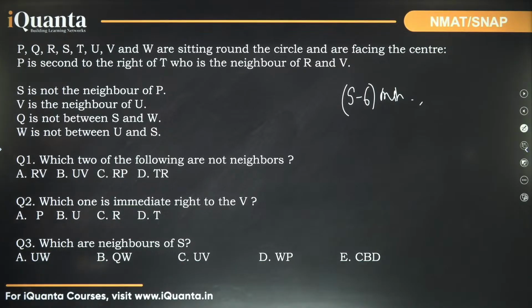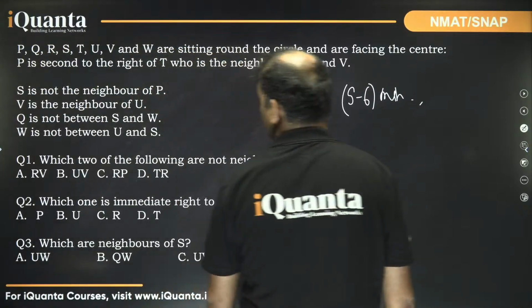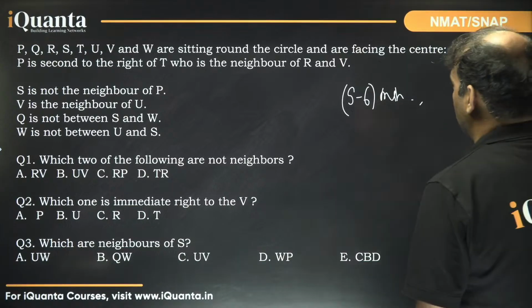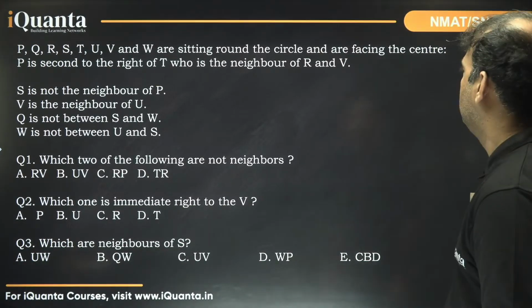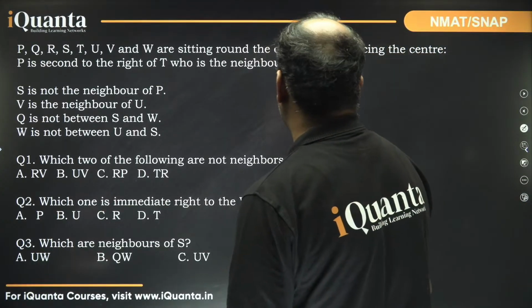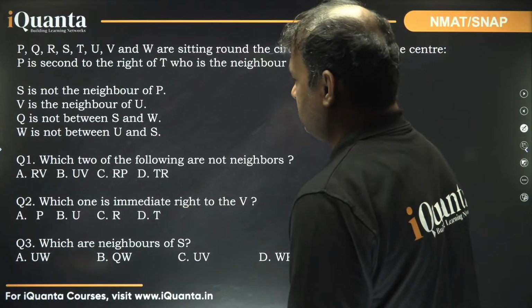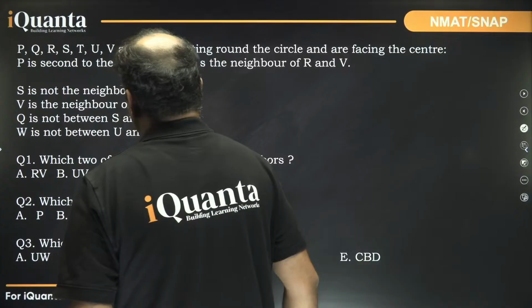All right, let's see how we can do this set. So the information is about 8 people, P, Q, R, S, T, U, V, W, who are sitting around the circle and are facing the center. All right, they all are facing the center. P is second to the right of T, who is the neighbor of R and V. Then they're saying S is not the neighbor of P, V is the neighbor of U, Q is not between S and W, W is not between U and S.